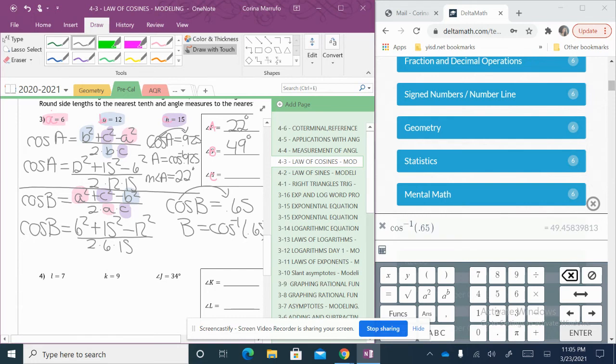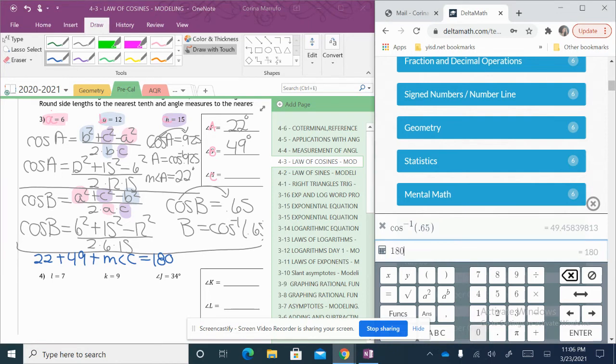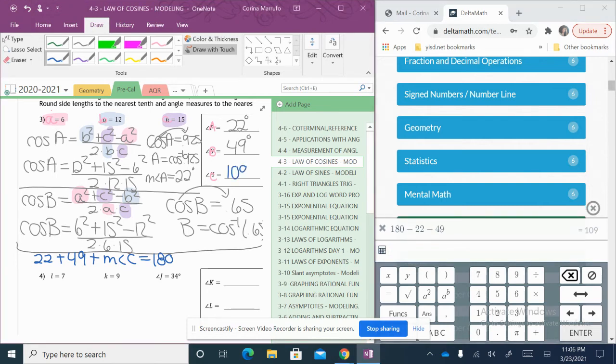Okay, and then last, to find angle C, I'm not going to use this formula again, because since we already know two angles of a triangle, we know that they should all add up to 180. So 22 plus 49 plus whatever the measure of angle C is should add up to 180. So to solve for the measure of angle C, we have to take 180 and subtract the 22 and subtract the 49. That gives me 109. So 109.